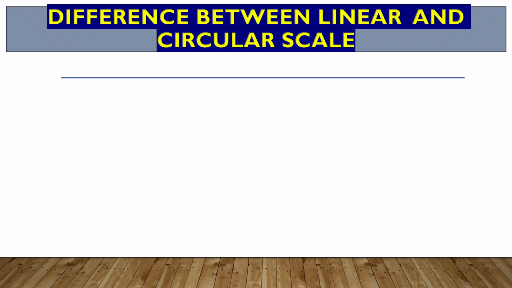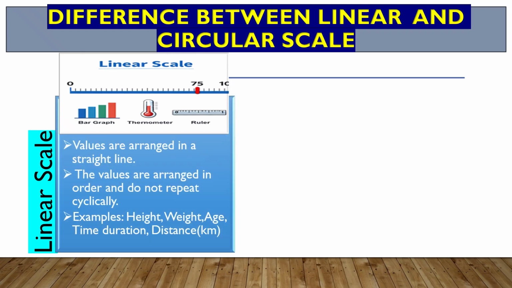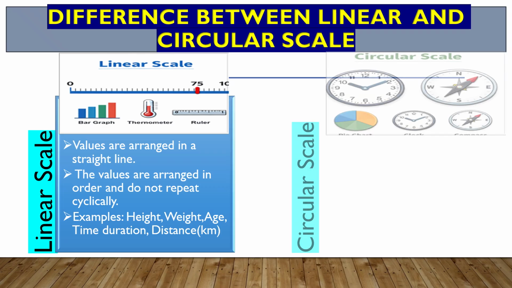So far, we have discussed the four basic scales of measurements, and in some statistical courses, you will also come across linear scale and the circular scale, which describe how data are represented or measured. What is the difference? Linear scale, here the values are arranged in a straight line in order and do not repeat cyclically. For example, height, weight, age, time durations, etc.